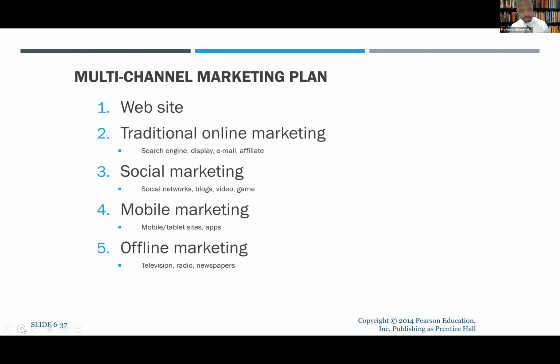Multi-channel marketing plan. If we look at the marketing plan that we've discussed in your group project: the website; traditional online marketing, looking at search engine, display, email, and affiliate, affiliate meaning that people are driving business towards your business or your website; social marketing, leveraging social networks, blogs, video, and games; mobile marketing, so mobile, tablet, site, and apps; and offline marketing, which can draw people to come online: television, radio, and newspapers, which are very common.